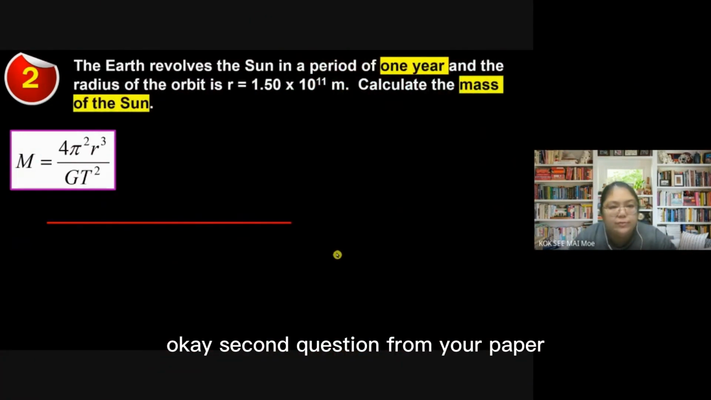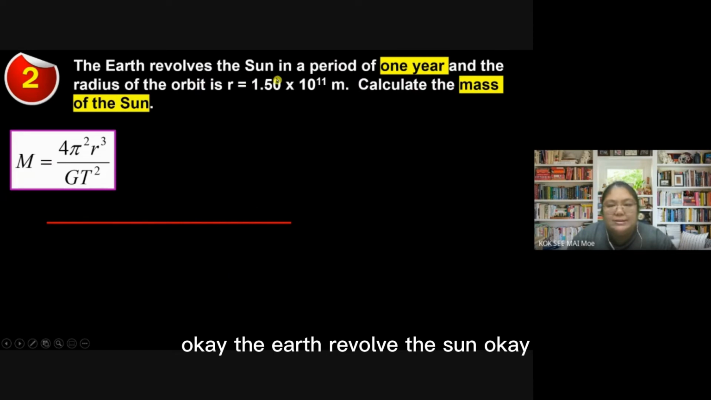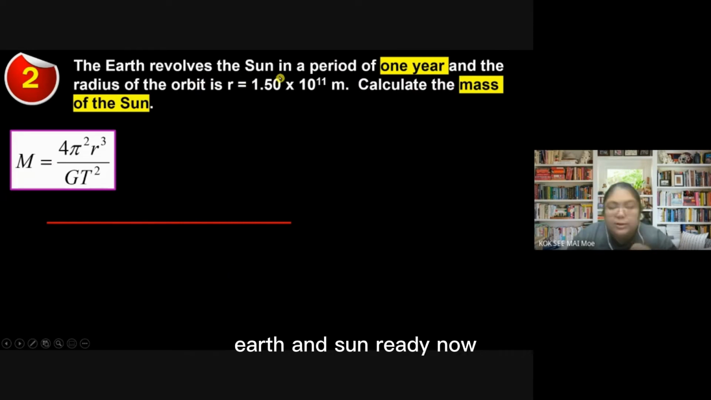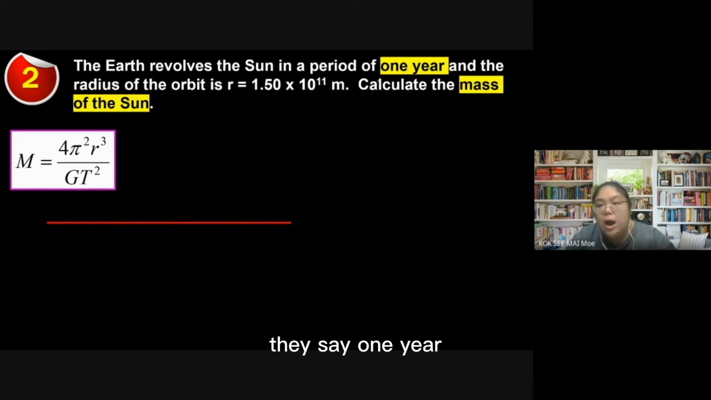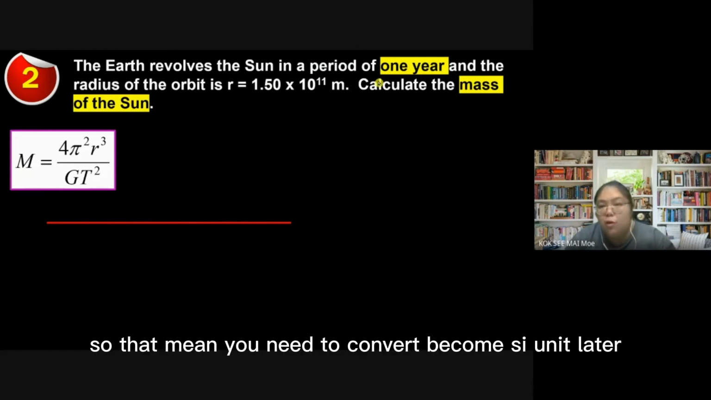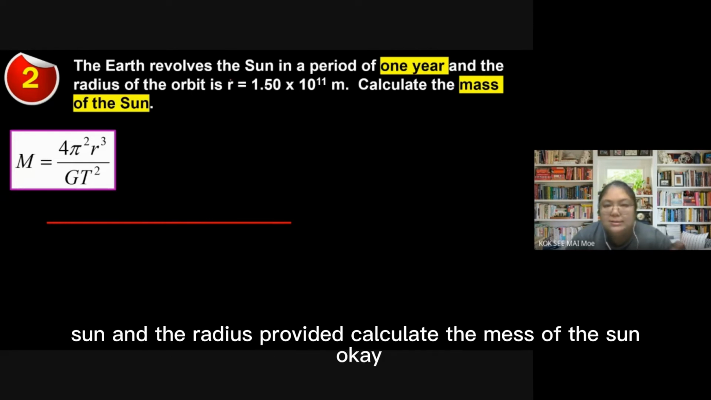Second question from your paper. The Earth revolves around the sun in a period of 1 year. Now the question doesn't tell you exactly how long the time is; they say 1 year. So you need to convert it to SI units later. The radius is also provided, between the sun and Earth. Calculate the mass of the Sun.